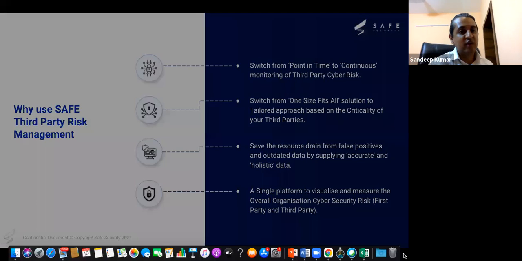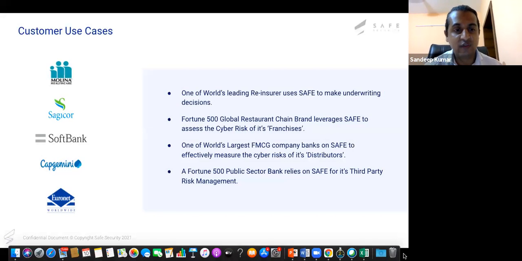Now, let's look at some of the customer use cases, how some of our largest customers are actually using the third-party risk assessments. One of the largest reinsurers of the world uses SAFE to make underwriting decisions. One of the global restaurant chains leverages the SAFE platform to assess all its franchisees and measure their cybersecurity risk. And one of the Fortune 500 FMCG companies banks on SAFE to measure the cybersecurity risk of all the distributors they work with.